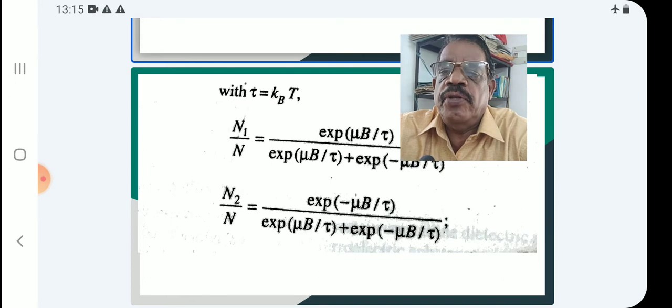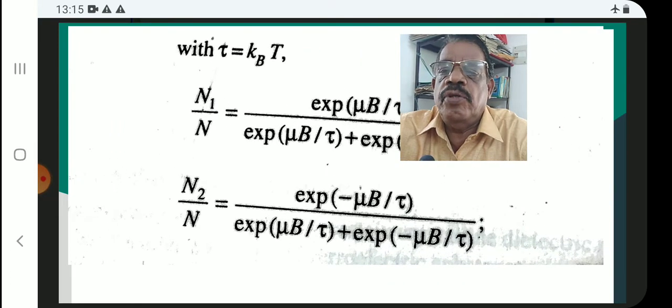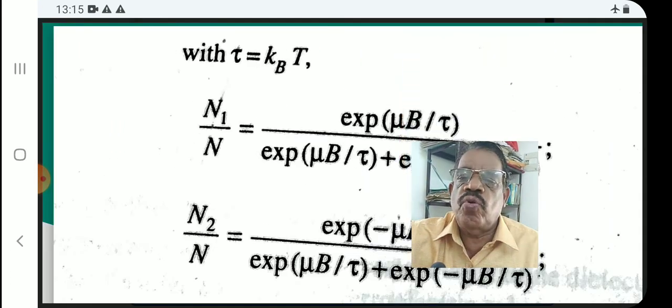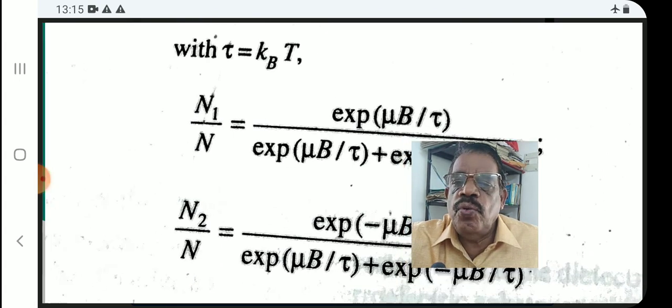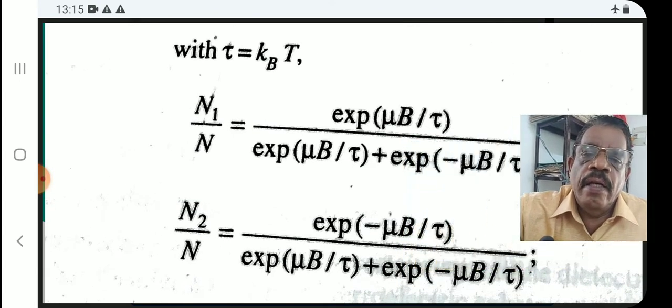Tau is equal to kB into T. kB is the Boltzmann's constant, and T is the absolute temperature. Then the number of atoms in the two levels are given in a ratio manner.